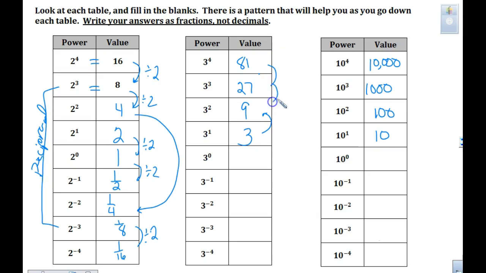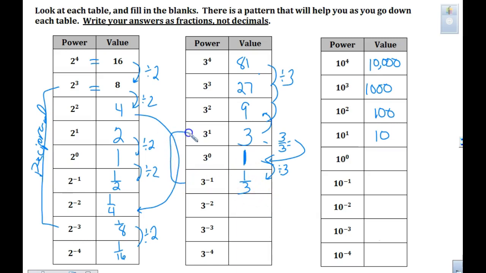Each time we are doing what, Juliana, as we go down? Divide by 3. So 3 divided by 3, Gavin, what is 3 divided by 3? 3 divided by 3 equals what? 1. Okay. So if I take 1 now, and I'm using this pattern that I'm dividing by 3, 1 divided by 3 should be 1/3.